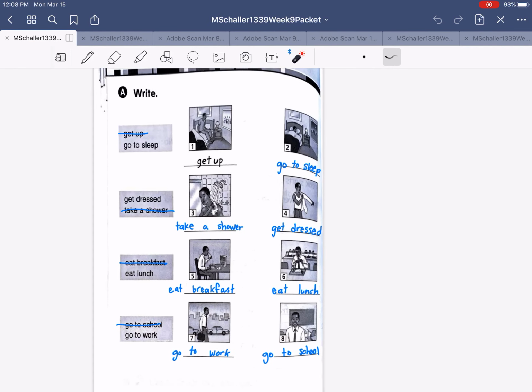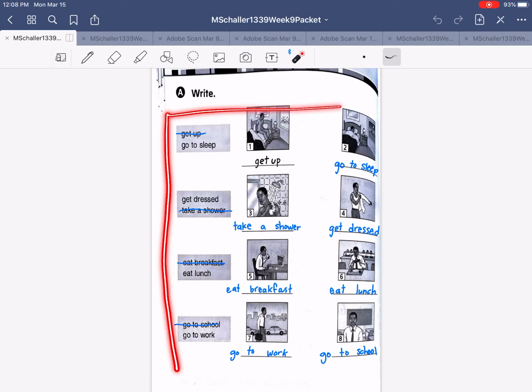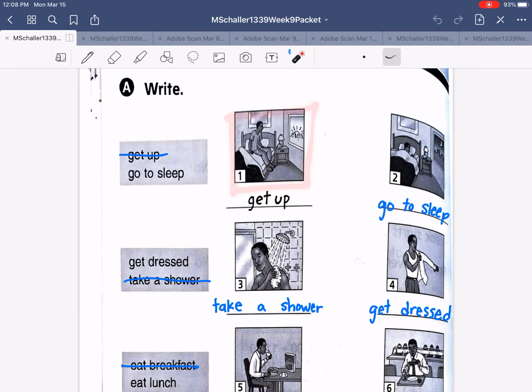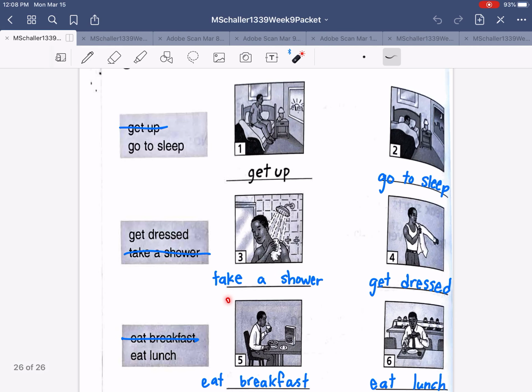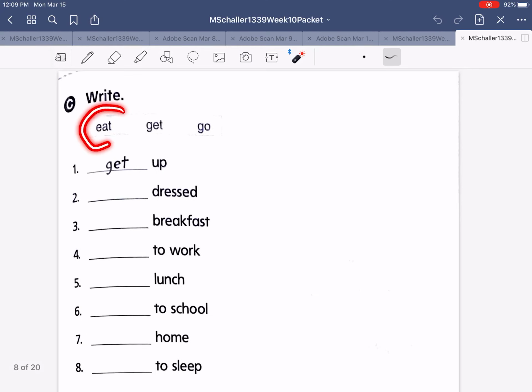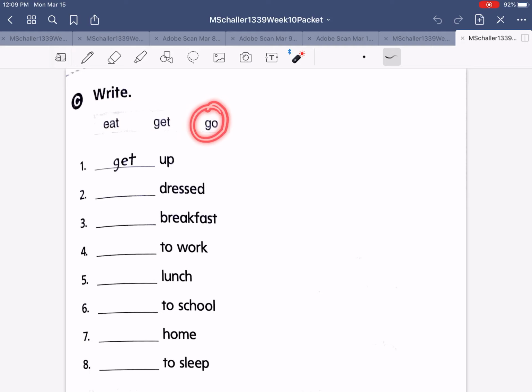Okay. So last week we learned these words. We have get up, go to sleep, take a shower, get dressed, eat breakfast, and eat lunch. So then today we have these same things, but they're missing some words. So you see the blank. And in the blank, you put either eat, get, or go.